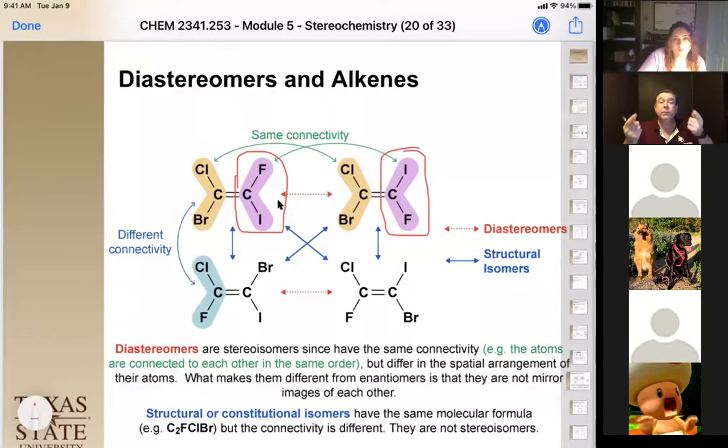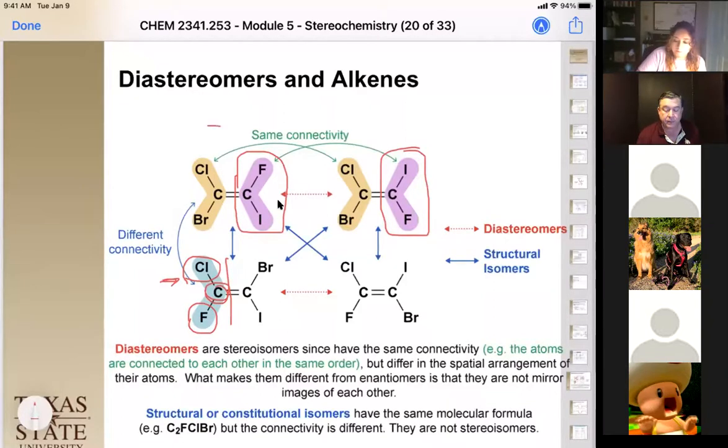Notice that if we change it such that we have a different element on that same side of the double bond, that is not a diastereomer. That is a structural isomer, because we've changed the connections. We have a different element on that same side of the alkene. Therefore, it's a structural isomer and not a diastereomer.